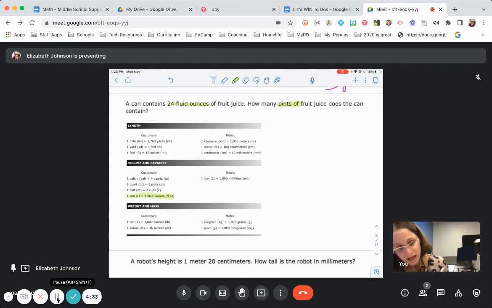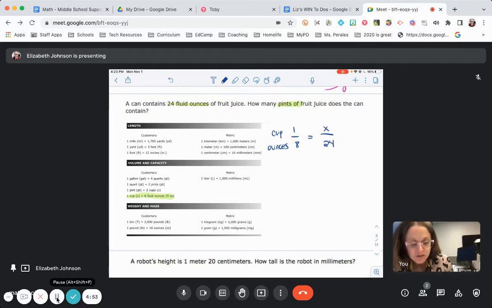We can go from ounces to cups, and that's one step. Let's go ahead and do that first step. Just go from ounces to cups. So I have my cup. 1 cup is the same as 8 ounces. There we go. And I have 24 fluid ounces.